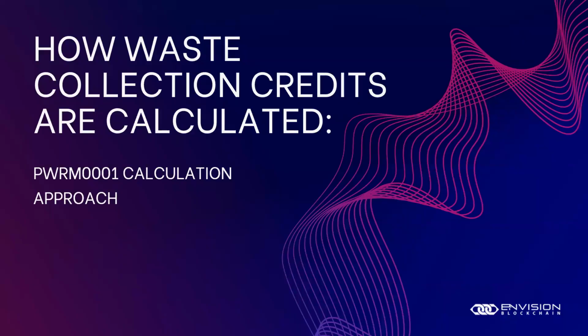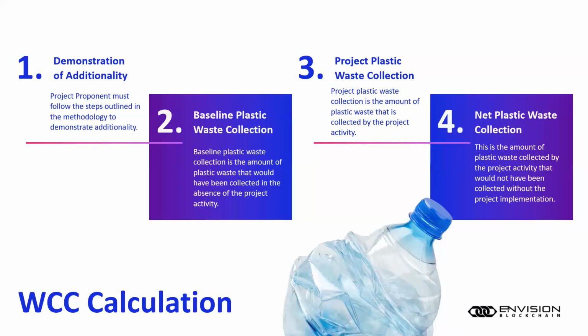Now, how we calculate the amount of waste collection credits that can be issued based on the PWRM0001 calculation approach. So here we have some of the steps outlined within the methodology itself. And the first one is going to be demonstration of additionality. So the project proponent must follow the steps outlined in the methodology to demonstrate additionality. And there is a decision tree that could be helpful within the methodology itself if you're interested in looking at that and seeing how you could demonstrate additionality for this project.